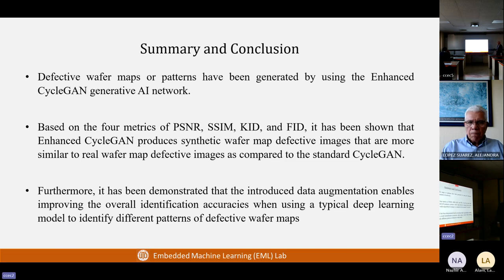So what we've done in this work: we've used our own previously developed generative AI network, which we called Enhanced CycleGAN. We use Enhanced CycleGAN to generate synthetic data, defect maps. Then we looked at four metrics to see how close synthetic data come to real data, and we showed that they are realistic. These synthetic data are relatively realistic compared to other generative AI networks. And then we looked at the impact of data augmentation on identification, and we saw a positive impact when we add synthetic data in addition to real data to do the identification.